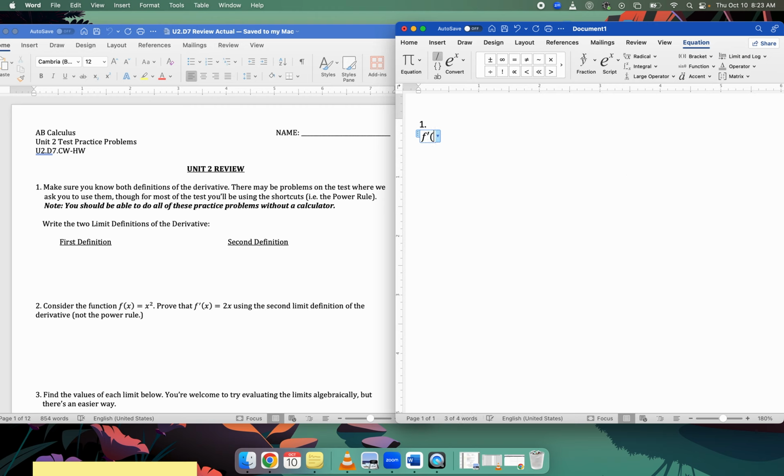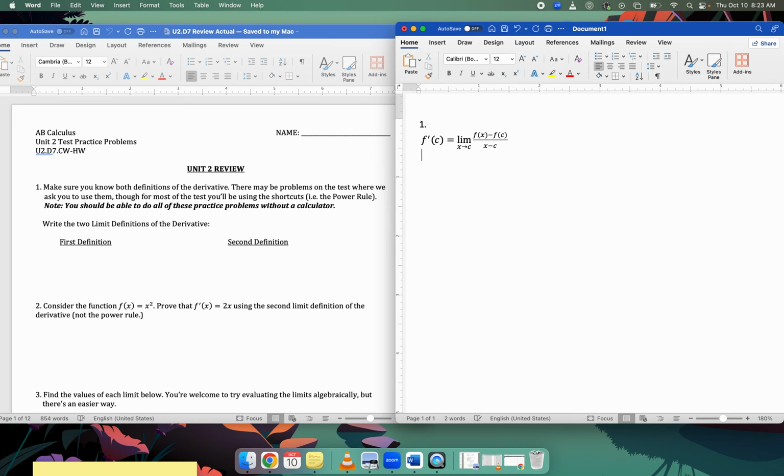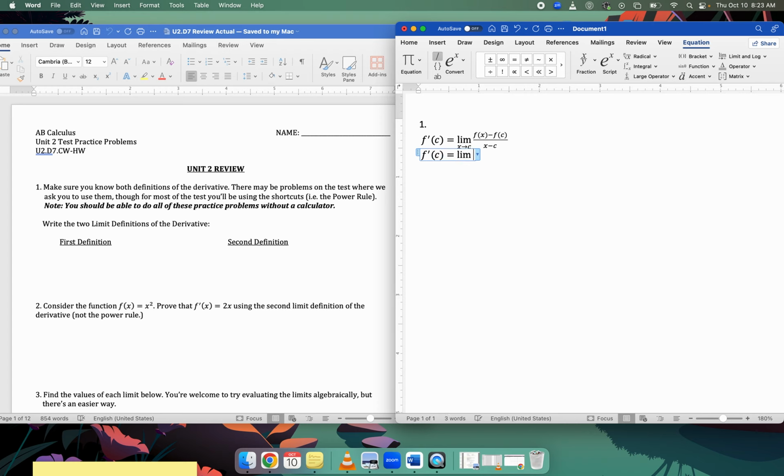The first limit definition is f prime of c equals the limit as x approaches c of f of x minus f of c over x minus c. And the second limit definition is f prime of c equals the limit as h approaches 0 of f of c plus h minus f of c all over h.